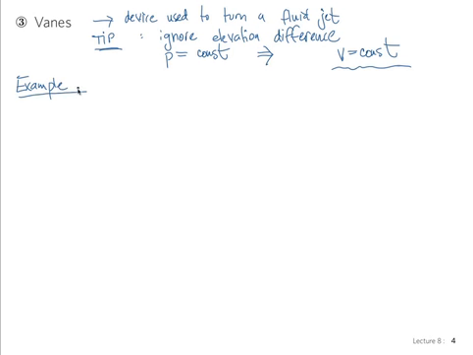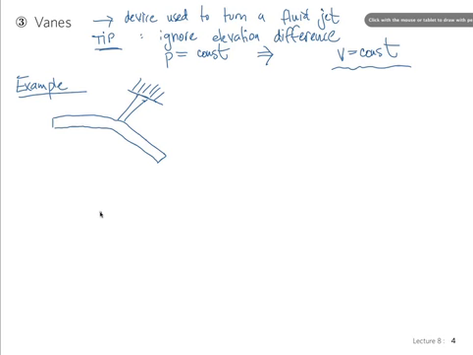Suppose we have some sort of vane, crooked but nevertheless, and the vane is fixed to the rest of the earth somewhere, and we have a fluid that comes in as a jet and is simply being turned by this vane. So it comes in horizontally there.